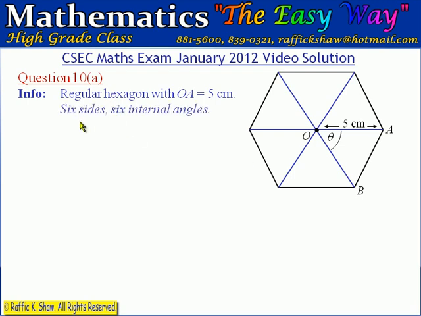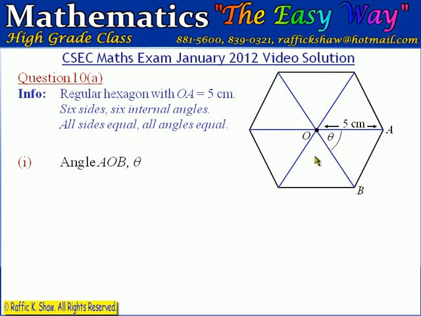Because it's a hexagon, it means that it has 6 sides and 6 internal angles, as I have said. And because it is a regular hexagon, regular means that all the sides are equal and all the internal angles are equal. And the angles will be equal as I've just explained. Now, the first question is asking us to determine angle AOB. Angle AOB, that's this angle that I have marked theta.